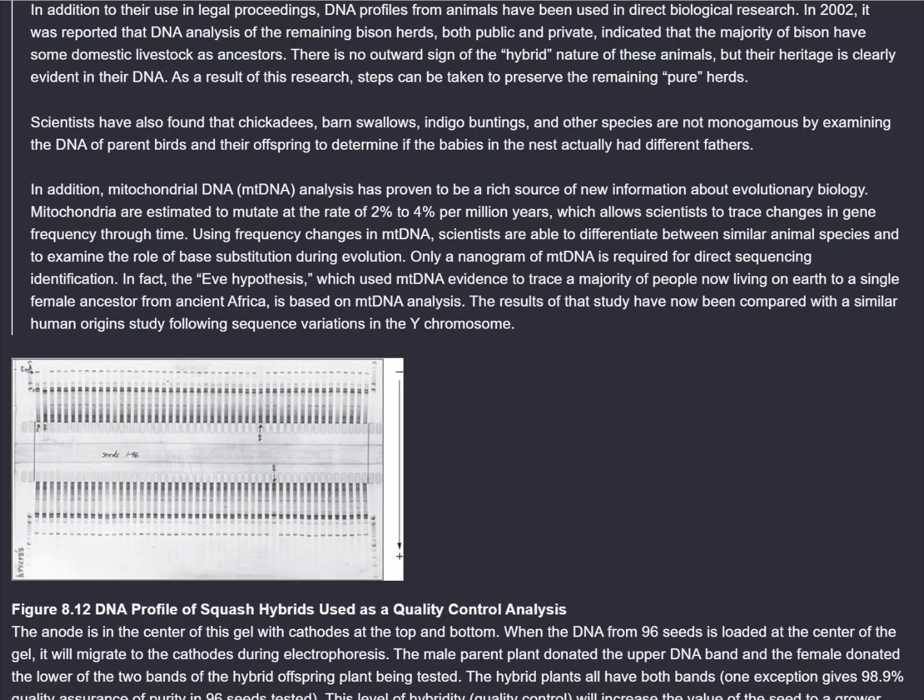In addition to their use in legal proceedings, DNA profiles from animals have been used in direct biological research. In 2002, it was reported that DNA analysis of the remaining bison herds, both public and private, indicated that the majority of bison have some domestic livestock as ancestors. There is no outward sign of the hybrid nature of these animals, but their heritage is clearly evident in their DNA. As a result of this research, steps can be taken to preserve the remaining pure herds.